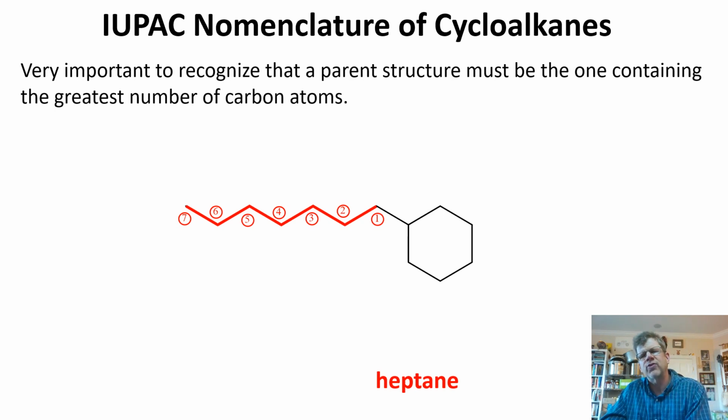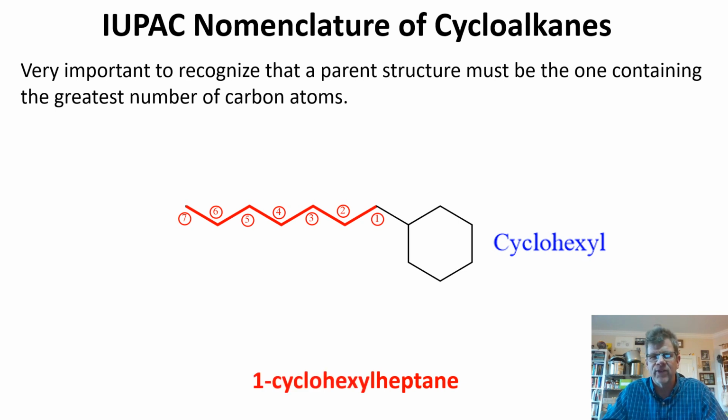Now, that whole cyclohexane ring is a substituent. And what did we say about substituents? Substituents had to have the suffix -yl to show that they are secondary to the actual parent structure. So this would not be a cyclohexane substituent. It would be a cyclohexyl substituent. Very important. Cyclohexyl. And we see that that cyclohexyl substituent is connected to the 1 carbon of the parent structure. Thus, 1-cyclohexylheptane would be the proper name for this.